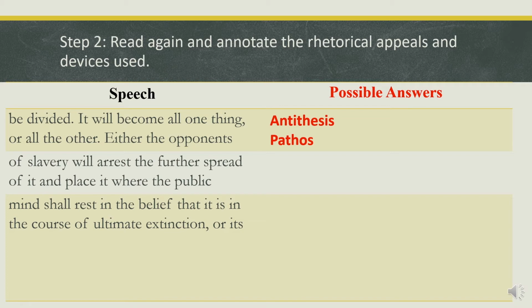And so he goes on, either the opponents of slavery will arrest the further spread of it and place it where the public mind shall rest in the belief that it is in the course of ultimate extinction. He uses that word extinction to show that they want it to completely cease. They want to completely put out, just like a fire, the possibility of slavery. It would be final.